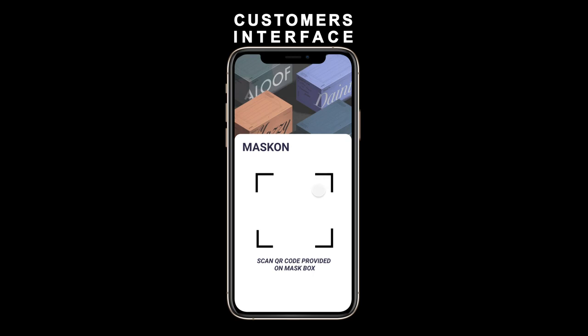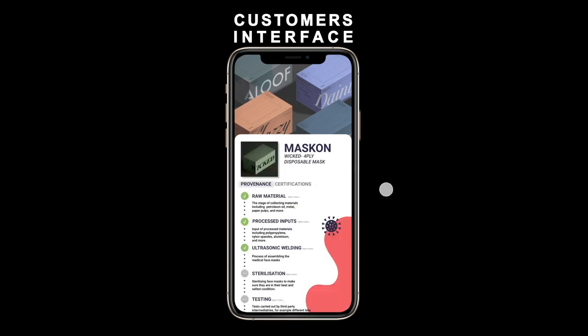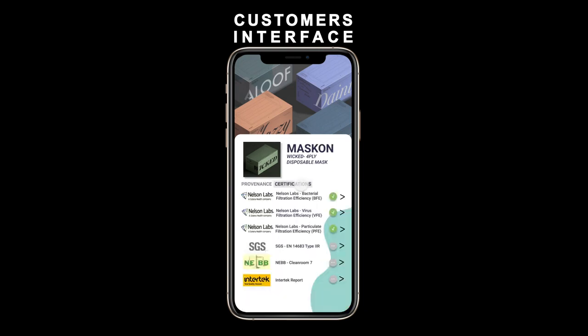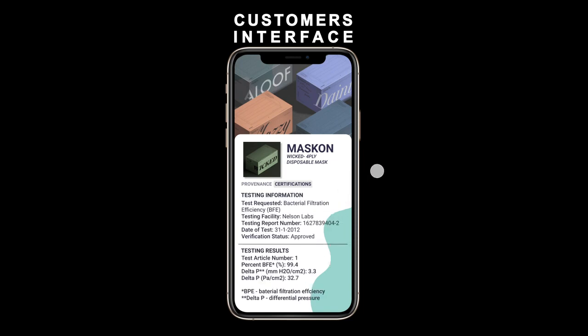After scanning the QR code, they will be brought to a page where they can clearly view the batch of face mask provenance and certifications. The information includes dates of procedures and tests, test numbers, test facilities, and even manufacturers involved. They can even click into the details and view test certificates if the company has uploaded them, and view detailed information about each procedure in the provenance timeline.